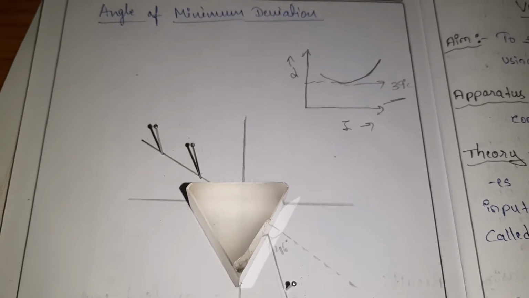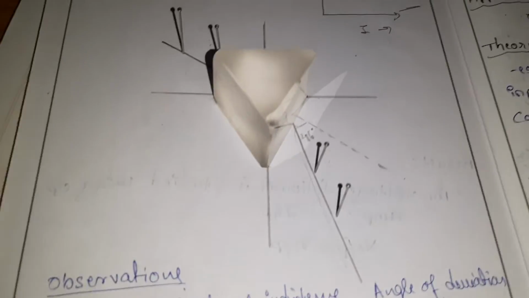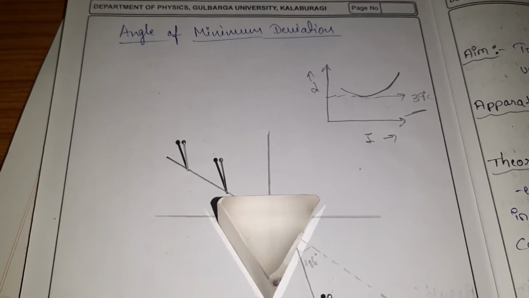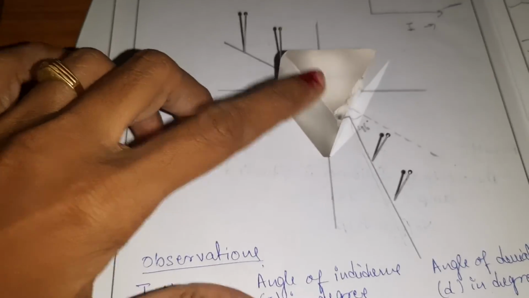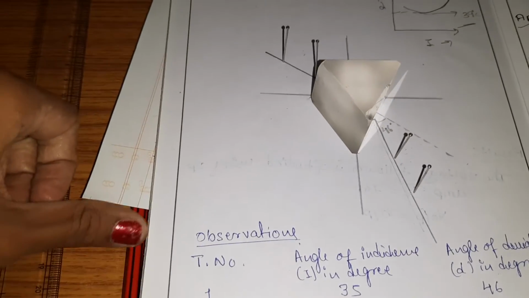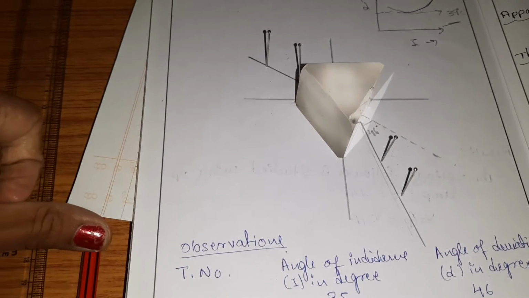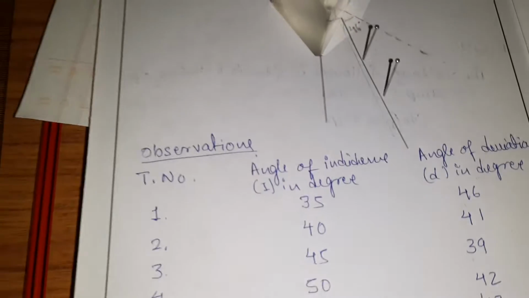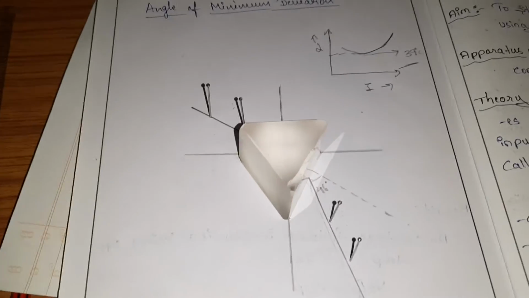So hi everyone, you can see this is the arrangement for the experiment on angle of minimum deviation. For that we require a prism, pins, a scale, a pencil to draw the prism diagram, and these are the observations you can note down afterwards.